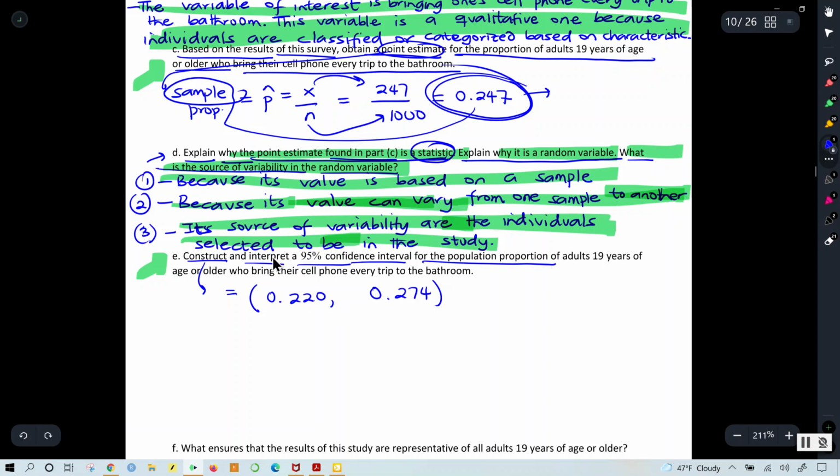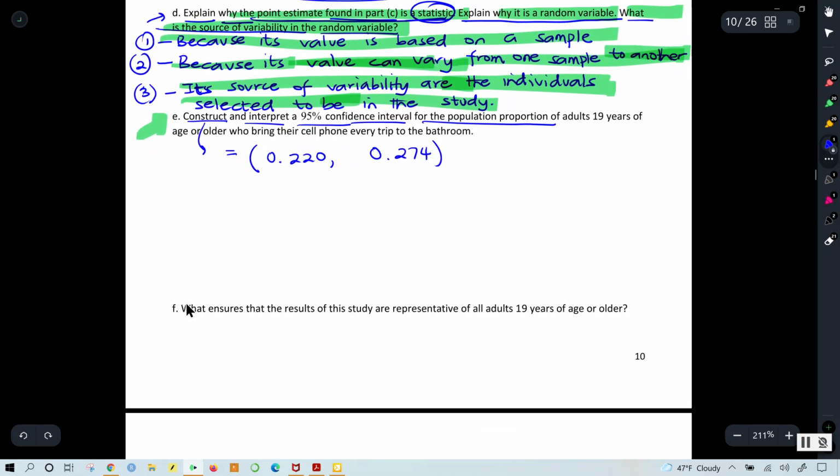And the correct interpretation would be that we're 95% confident that the population proportion of adults 19 years of age or older who bring a cell phone every trip to the bathroom is between 0.220 and 0.274. Question F.